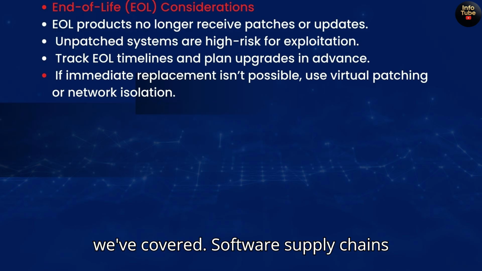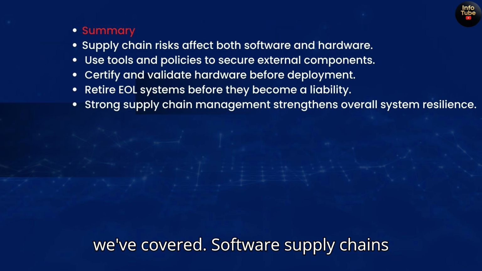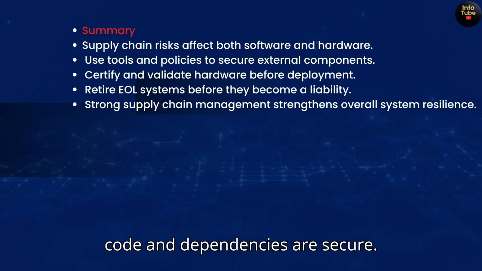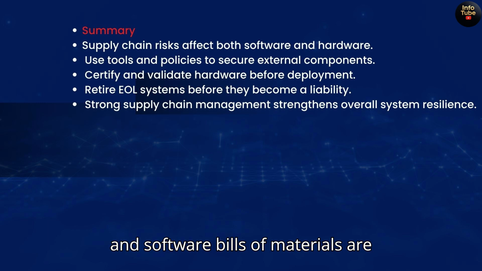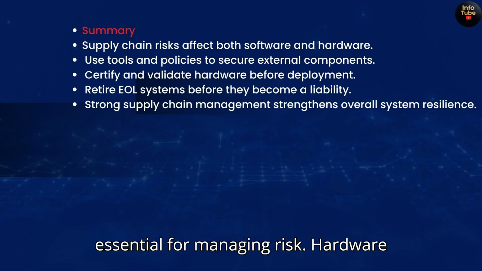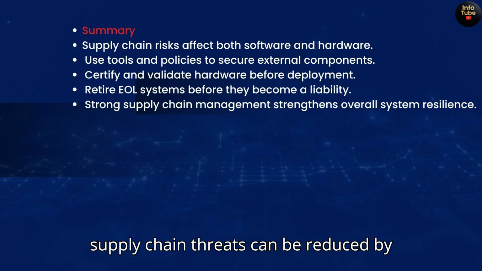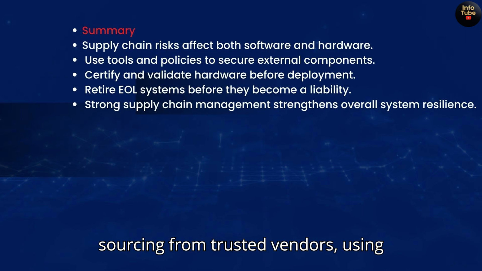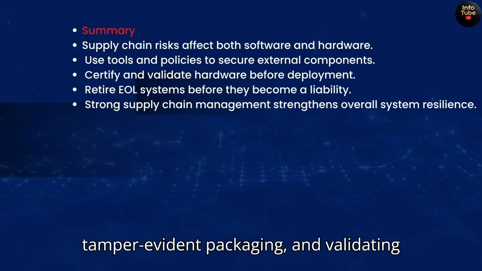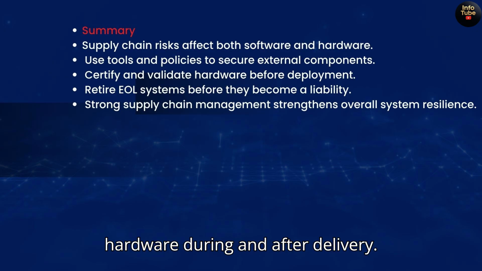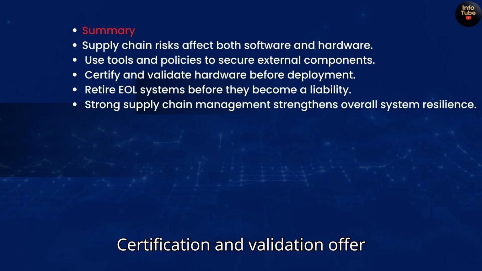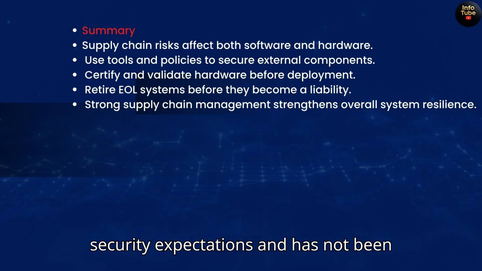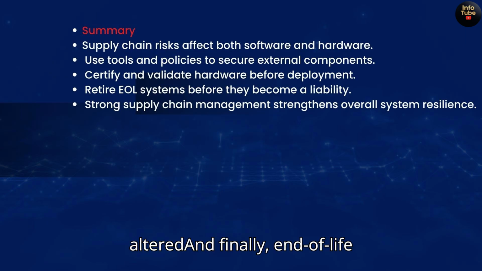Let's recap what we've covered. Software supply chains must be monitored to ensure that external code and dependencies are secure. Tools like software composition analysis and software bills of materials are essential for managing risk. Hardware supply chain threats can be reduced by sourcing from trusted vendors, using tamper-evident packaging, and validating hardware during and after delivery. Certification and validation offer assurance that the hardware meets security expectations and has not been altered.